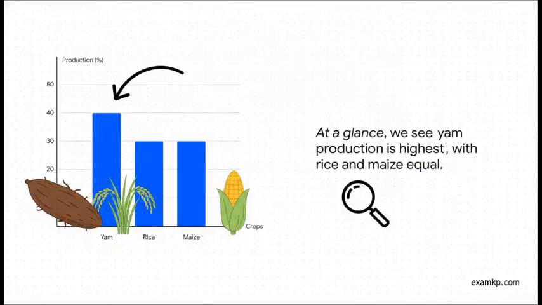And here we go. A perfect example. With this bar chart, you can see in a split second that yam production is the highest. And you can also see that rice and maize production are exactly the same. The height of each bar gives you that instant visual comparison. It's so much faster than trying to read all that in a boring paragraph, right?